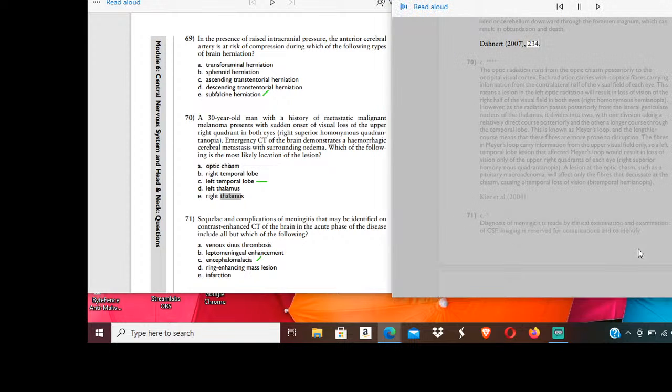70C. The optic radiation runs from the optic chiasm posteriorly to the occipital visual cortex. Each radiation carries with it optic fibers carrying information from the contralateral half of the visual field of each eye. This means a lesion in the left optic radiation will result in loss of vision of the right half of the visual field in both eyes, right homonymous hemianopia.